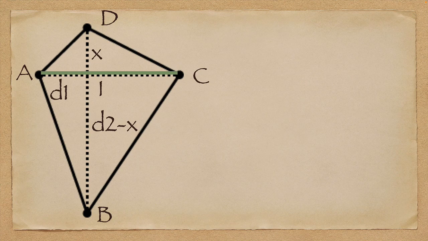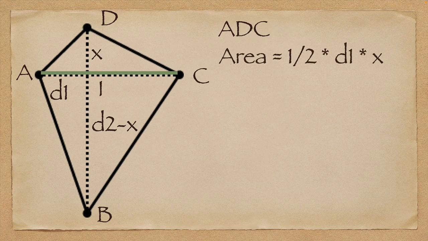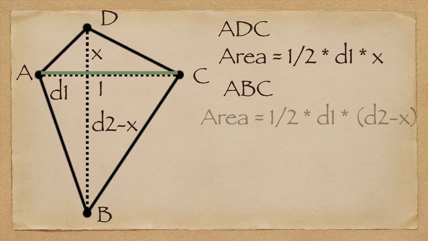Now, since they are perpendicular, x is perpendicular to AC and D2 minus x is also perpendicular to AC. And therefore, the formula for the area of a triangle, which is half times base times height, should be applicable to ADC. So ADC is nothing but half times D1 times x. And ABC is nothing but half times D1 times D2 minus x. I hope this is very straightforward.